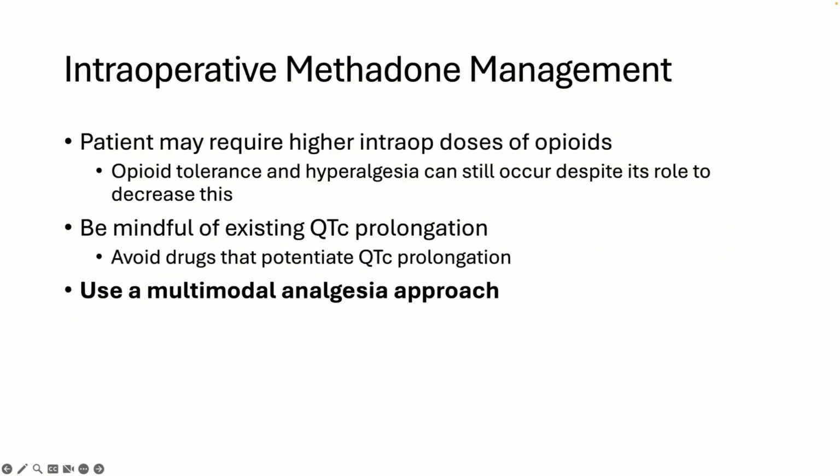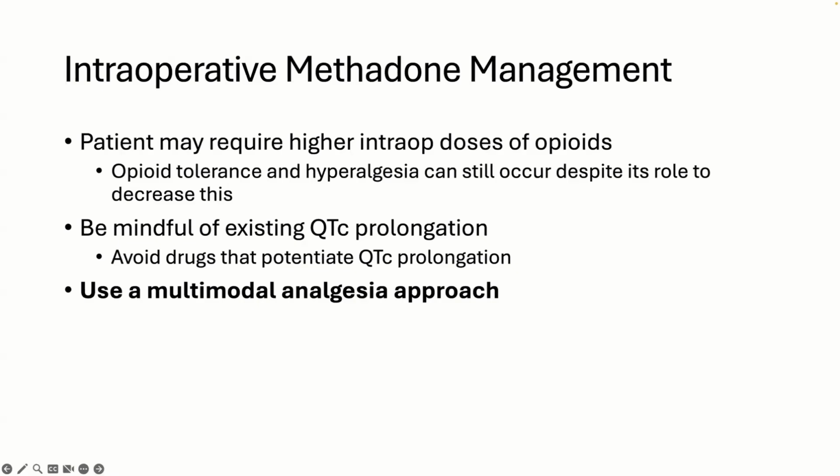Intraoperatively, things to be aware of are that these patients may require higher intraoperative doses of opioids. Even though methadone can reduce opioid-induced hyperalgesia, opioid tolerance and hyperalgesia can still be present, and so standard opioid dosing may be insufficient. Second, it's important to remain mindful of QTc prolongation. If a patient already has prolonged QTc, we should try to avoid or minimize additional medications that would further prolong the QT interval. Another thing we can consider is ensuring electrolytes are optimized, especially if you're seeing a patient with prolonged QT.